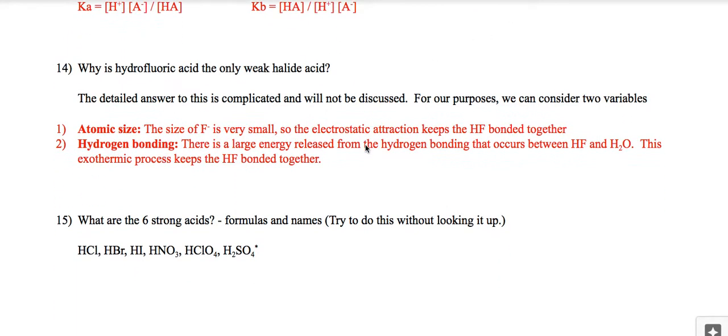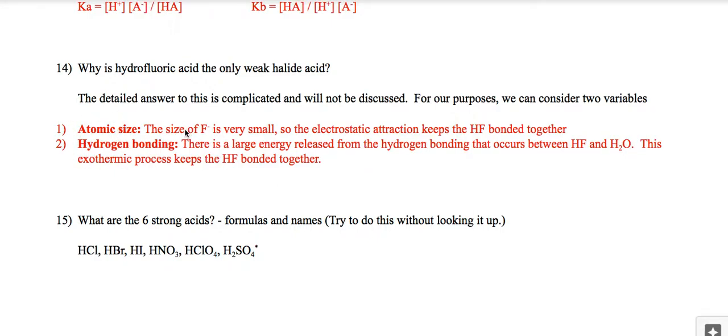All right, so hydrofluoric acid is a weird acid. It's the only halide acid that does not dissociate 100%. It's the weak one. And the reason for it is actually quite complicated. So we don't get into all of the information of why hydrofluoric acid is a weak acid. Two of the things that we do discuss, though, is this atomic size.